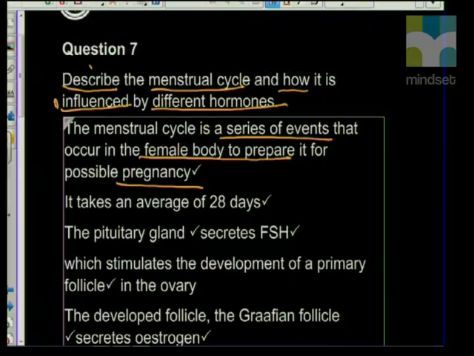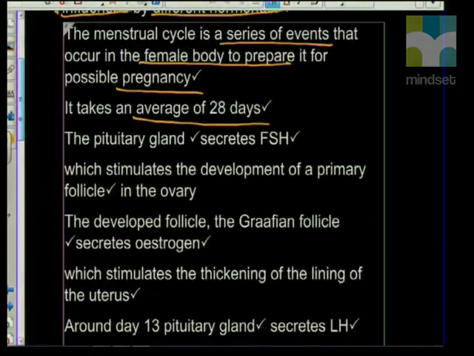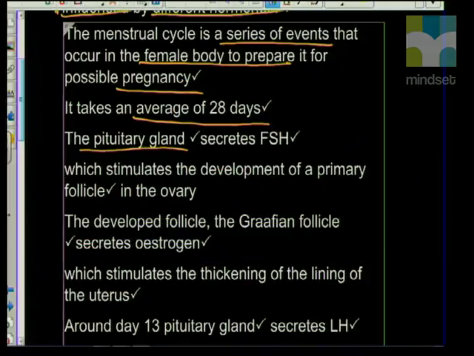It takes an average of 28 days. Remember, we always talk about averages. We always generalize in life science. The pituitary gland secretes FSH, follicle stimulating hormone, which stimulates the development of a primary follicle in the ovary, which is called your Graafian follicle.